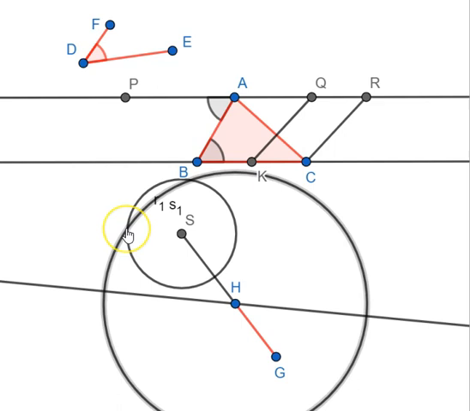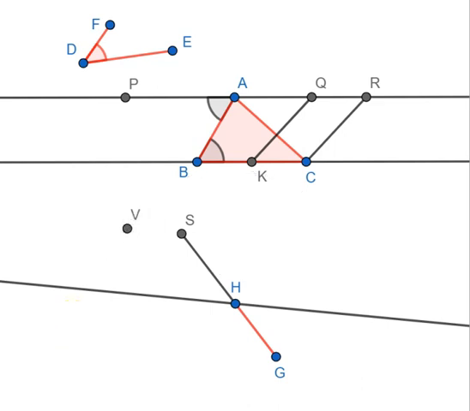Now, these two circles intersect at this point. So let's first mark that intersection of these two circles, and we need only one of the intersections. So again we don't need these circles. So let's form a line between these two line segments.